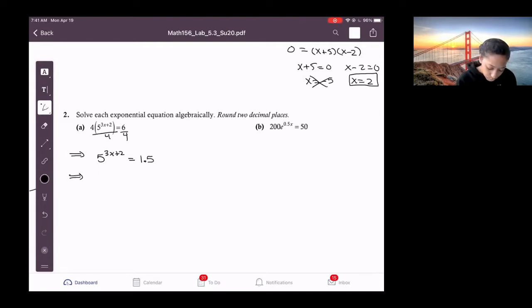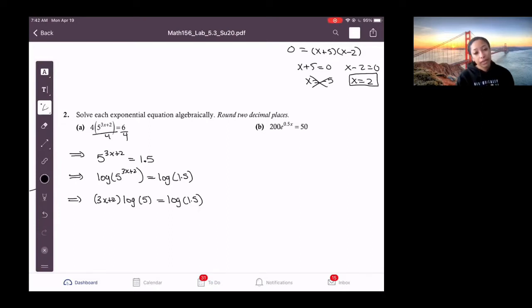If 5 to the 3x plus 2 equals 1.5, then log of 5 to the 3x plus 2 power equals log of 1.5. Now, our power property of log tells us that the left-hand side is 3x plus 2 times log of 5. And that would be equal to log of 1.5.